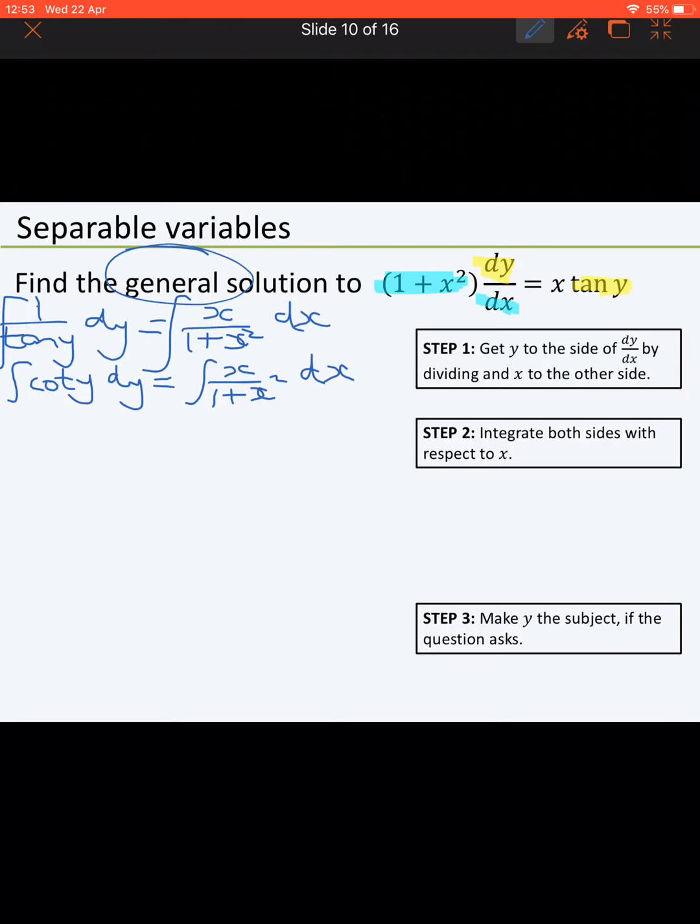Okay, now the integral of cot y, if we're looking at the left, the integral of cot is a standard integral that's in your formula booklet. So cot y integrates to ln sine y. So that becomes ln, with modulus as we always do when we integrate with a ln. So that's the left hand side done.